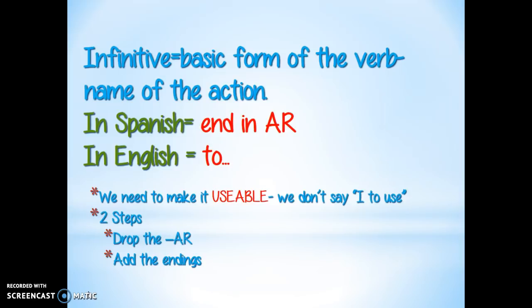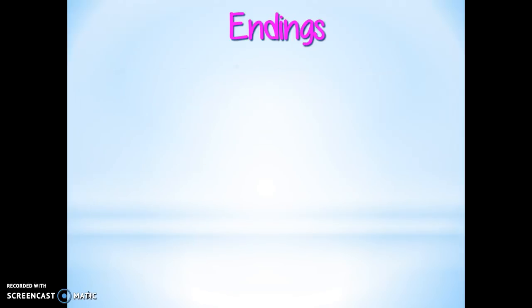For example, when the verbs end in AR, such as hablar, cantar, in English, it would mean to sing, to talk. So, to make it usable in Spanish, we are not going to say I to use. We have to say yo uso. So, there are two steps to make the verb usable. The first one is to drop off the AR, and then you add the endings.